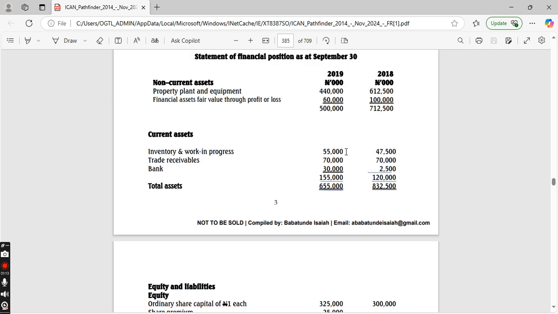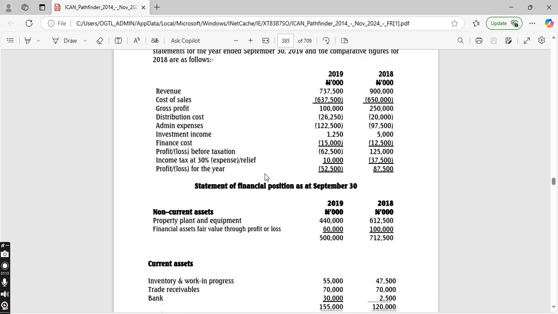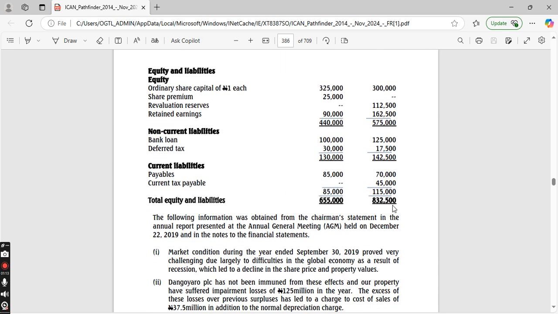Do you understand, please? No, sir, I did not. I don't understand, sir. Sorry. How much did we have as retained earning before? 162,500, right? Now, from that 162,500, we made a loss during the year. If you have a profit, where do you add the profit to?